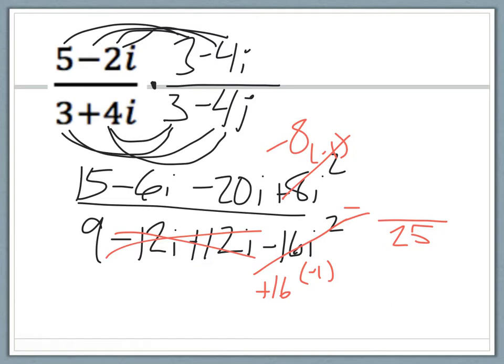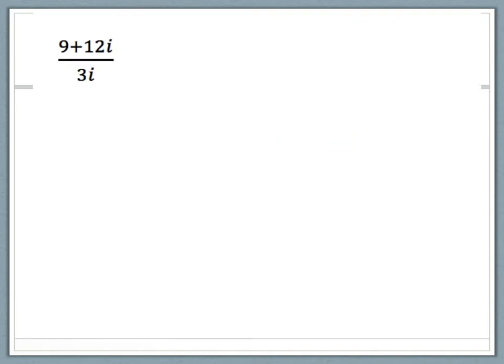Now let's clean up the top. 15 minus 8 is going to give me 7. And -6i minus 20i is -26i. Okay. Now, your last step is you just got to check to see if any number can go into all three of these. There isn't a number that can go into all three of those, so that is my final answer.